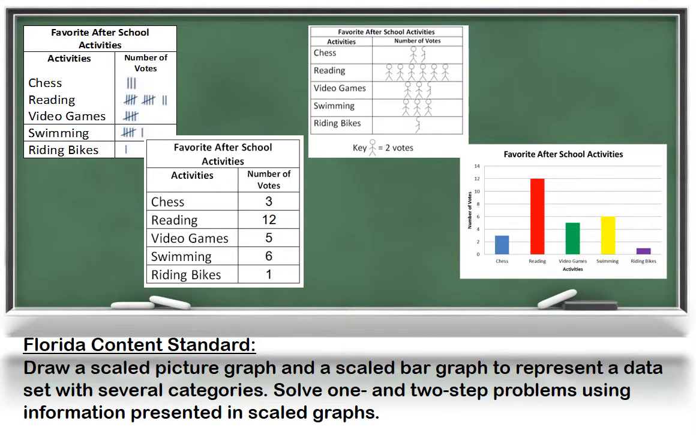The Florida content standards are listed below. Once again, in third grade, your child will be drawing pictographs and bar graphs to represent data from tally charts and frequency tables. They will also be asked to solve 1- and 2-step problems about the graphs. Here are the examples of graphs and tables your child will be exposed to.